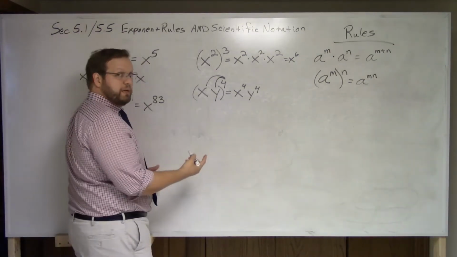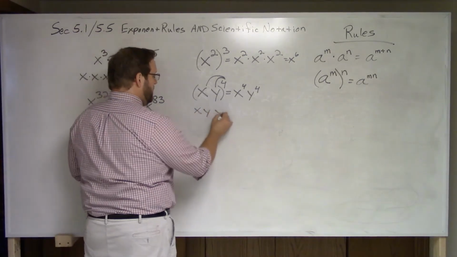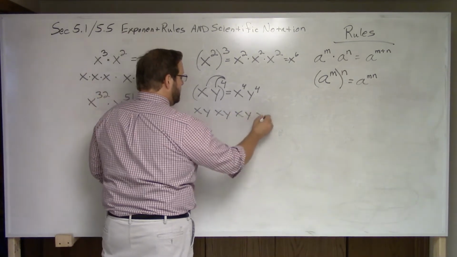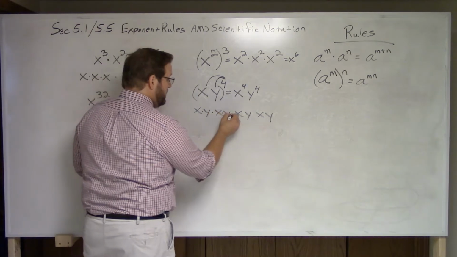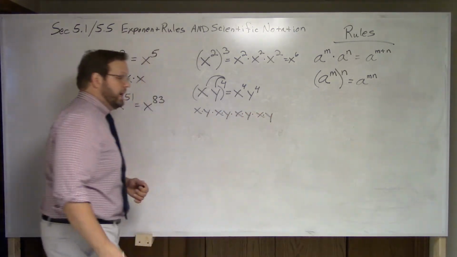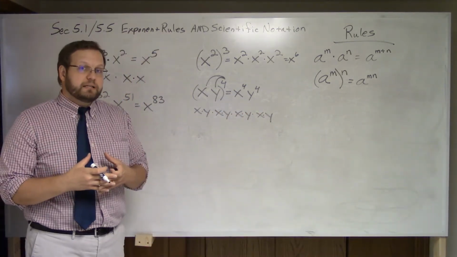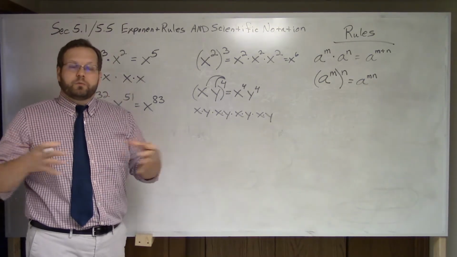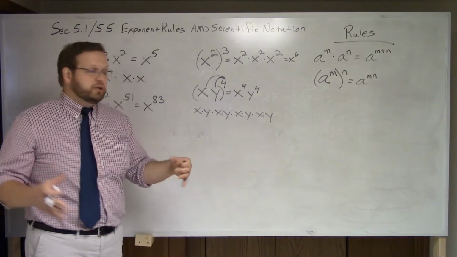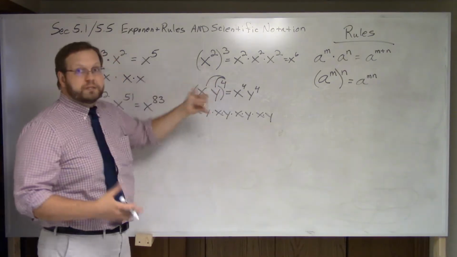Because if we were to expand this out, xy, xy, xy, xy. All of this is one big product. And if we just multiply those like bases together, we get x to the fourth and then y to the fourth. Again, we can skip that expansion if we just know the 4 goes down to both of them.